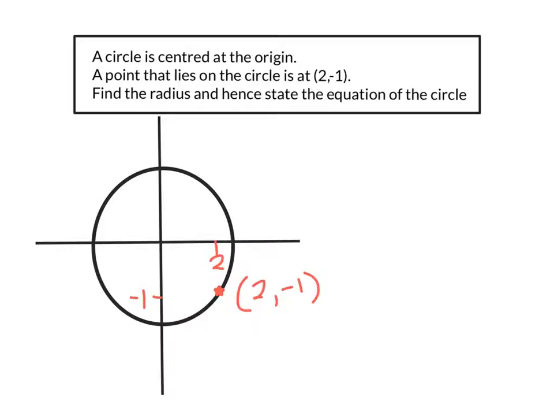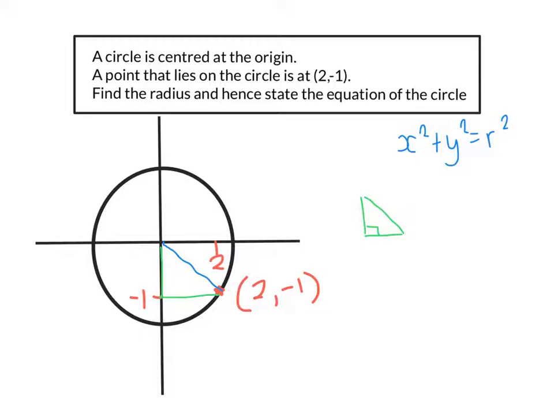Now we know that the equation of a circle is x squared plus y squared is r squared, where r is my radius. So I want to be figuring out the length of this line here. So what I'm going to do, I'm just going to turn this into a triangle at the moment, because I know how to find this length using Pythagoras. So let's redraw this triangle over here.